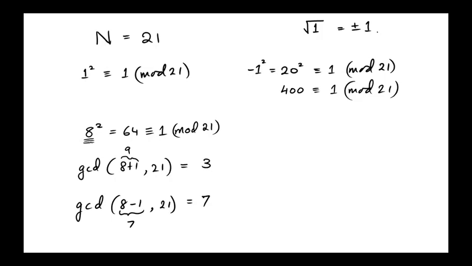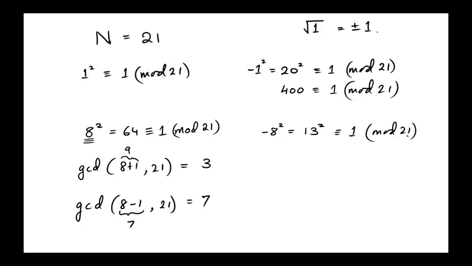Now, of course, there should be another non-trivial square root, because they come in pairs, and that would be minus 8. What's minus 8 mod 21? It's minus 8 plus 21, which is 13. So I claim minus 8 squared, which is 13 squared, is also congruent to 1 mod 21. That's 169, and you should check that 168 is divisible by 21.